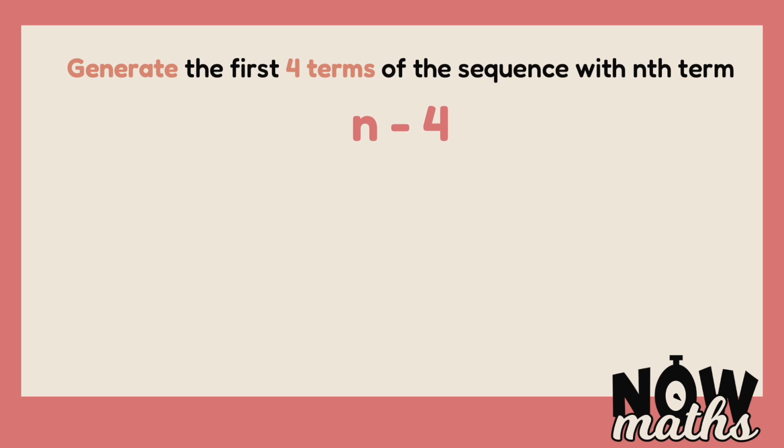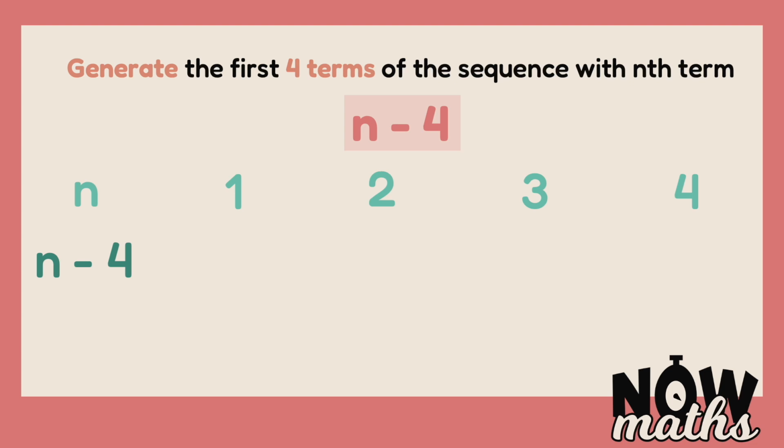For our second example, we're asked to generate the first four terms of the sequence with nth term n subtract 4. Similar to the previous question, we're asked to generate the first four terms, so that means our values of n are going to be 1, 2, 3 and 4 for the first, second, third and fourth terms. The sequence we're generating is n subtract 4, so we need to substitute the values of n into n subtract 4.